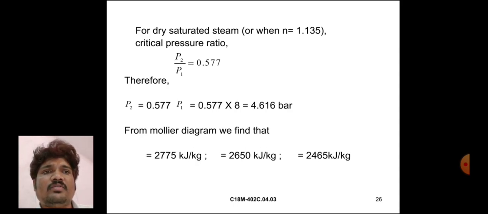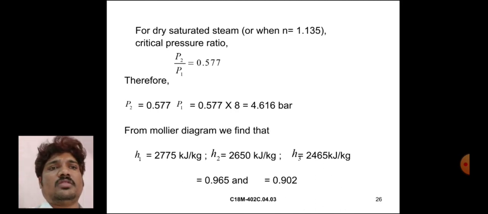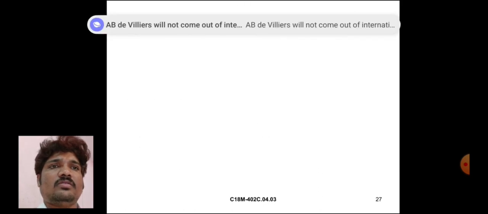From the Mollier diagram we find that H1 is equal to 2775 kilojoule per kg, H2 is equal to 2650 kilojoule per kg, H3 is 2465 kilojoule per kg. From the Mollier diagram, the X2 value is 0.965 and X3 is 0.902.